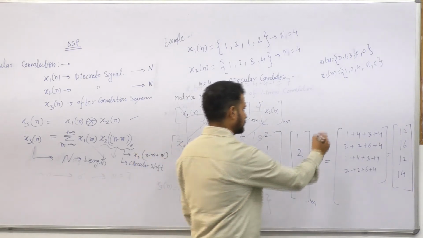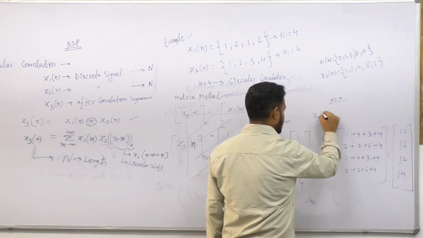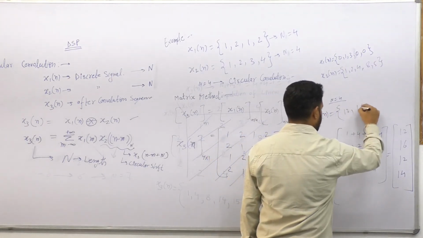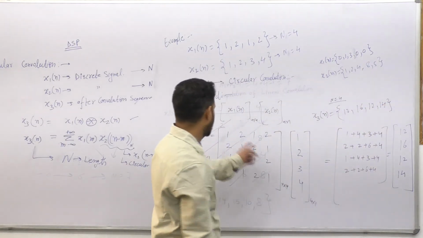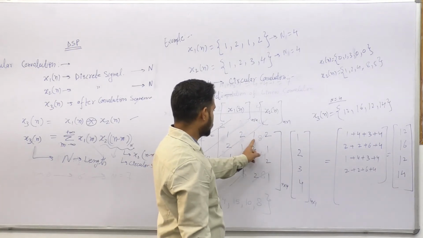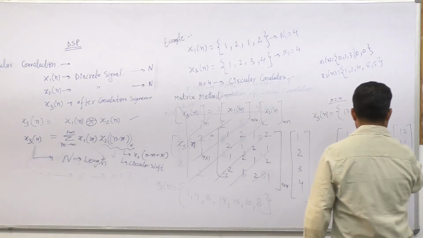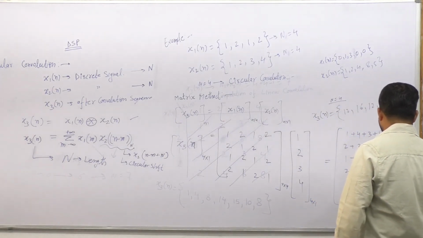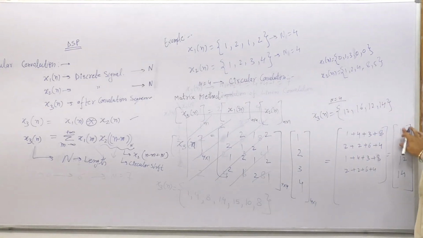N equals to 4. x3n, which is a circular convolution, is given as 12, 16, 12, 14. Let's check once. The 1, 2, 2, 4, 3 and 4 to the 8. The mistake I did. This is not the 4, this is 8. Same mistake I have done over here. 8. So I am going to correct this. So this is going to be 16.